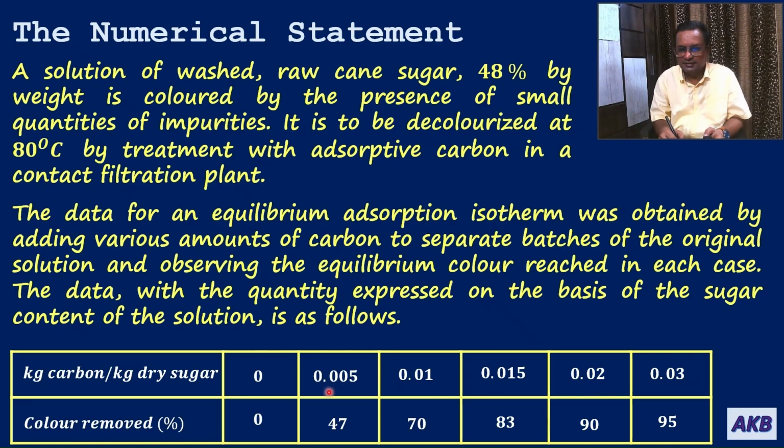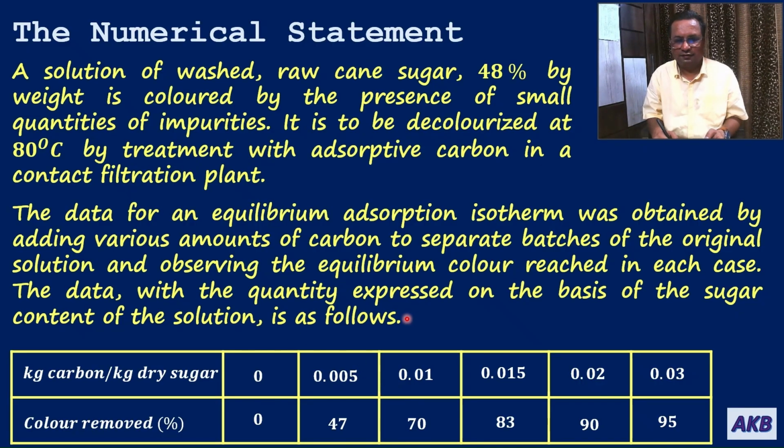And after adding various amounts of carbon, the percentage removal of the color that was observed was reported. So when 0.005 kg carbon per kg dry sugar was added to a batch, then 47% color impurity was removed. When 0.01 kg carbon per kg dry sugar was added to the batch, 70% color was removed. So the data is given in this form.